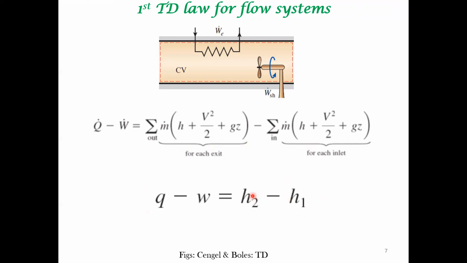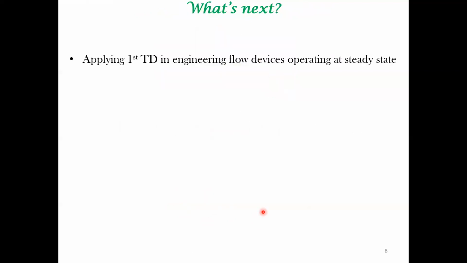So the first law expression for a flow system, Q minus W: for a closed system, on the right-hand side you would have seen internal energy. But for a flow system, the term that is relevant is the difference in enthalpy. The heat interaction and the work interaction add to changes in enthalpy. So now on top of internal energy, flow work has been added to define enthalpy here. So where do we go from here?